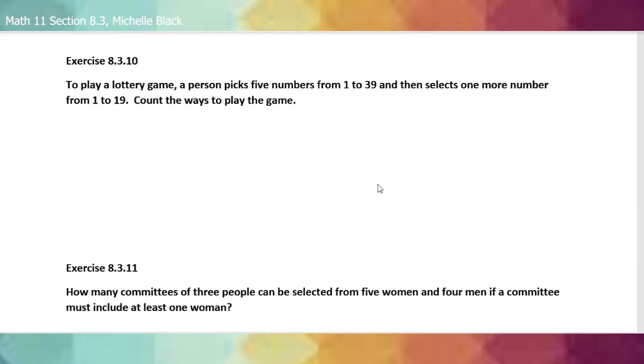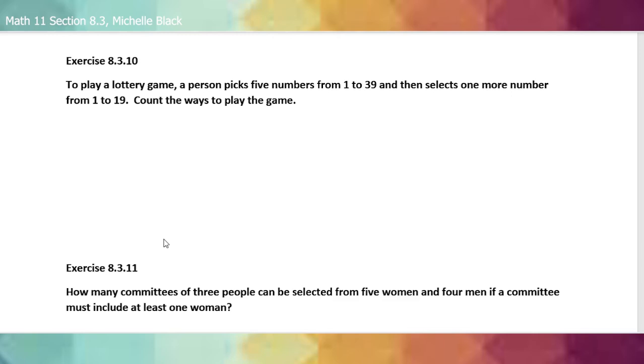Exercise 10. To play a lottery game, a person picks 5 numbers from 1 to 39 and then selects one more number from 1 to 19. Count the ways to play the game. Pause the video and try this problem on your own.